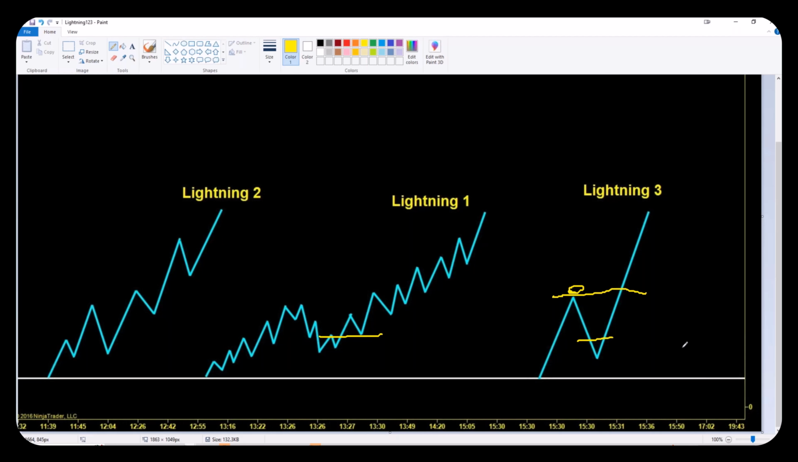Too many people jump into trades just willy-nilly, and that's not what we want for you to do, and that's definitely not what Apex wants you to do either, okay? You want to be in a direction, but you also got to remember, though, that direction can change in a moment, okay? And the way it does that is with lightning swings.